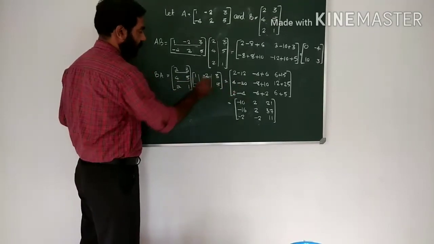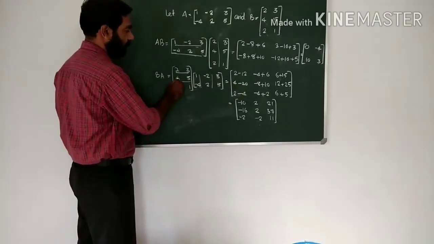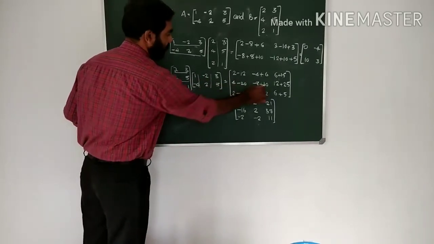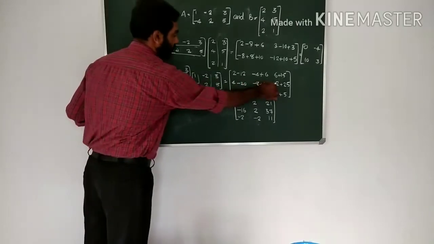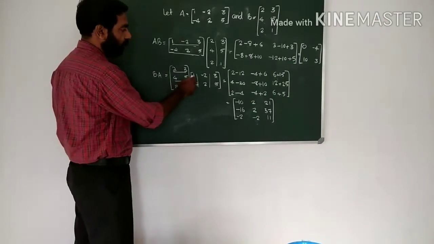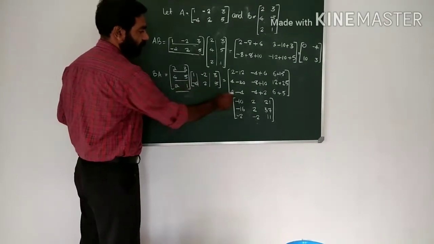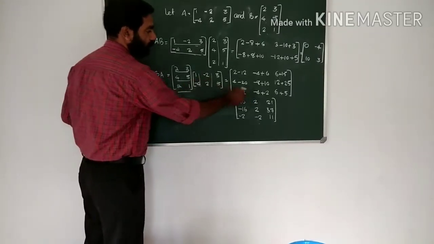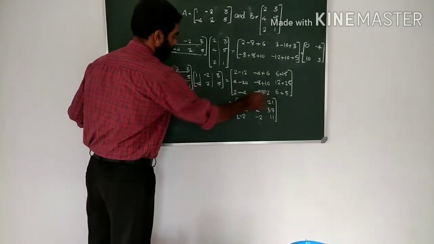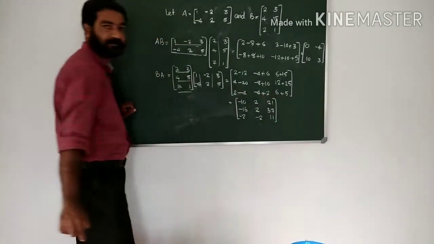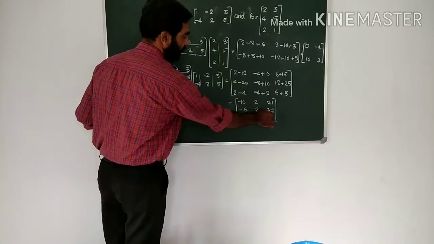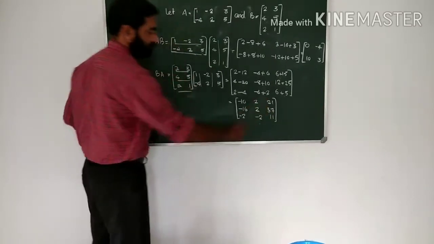4 into 1 is 4, 5 into minus 4 is minus 20. Then 4 into minus 2 is minus 8, 5 into 2 is 10. Then 4 into 3 is 12 and 5 into 5 is 25. Then third row: 2 into 1 is 2, 1 into minus 4 is minus 4. Then 2 into minus 2 is minus 4, 1 into 2 is plus 2. Then 2 into 3 is 6 and 1 into 5 is plus 5. So we got the matrix minus 10, 21, minus 16, 37, minus 2, minus 2, 11.